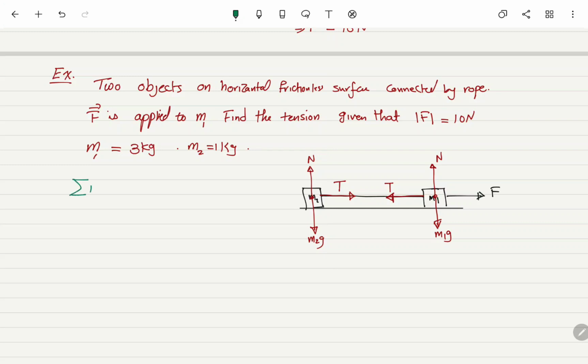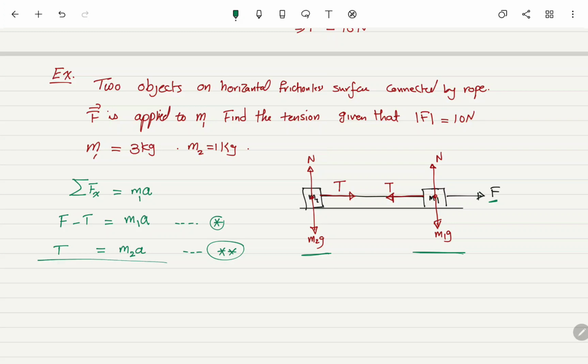Sum of all forces on X equal to M1A. Now on system 1, we have F minus tension equal to M1A. So F minus tension equal to M1A, and this is the first equation we have here. Now on system 2, tension actually is equal to M2A, and this is equation number 2.